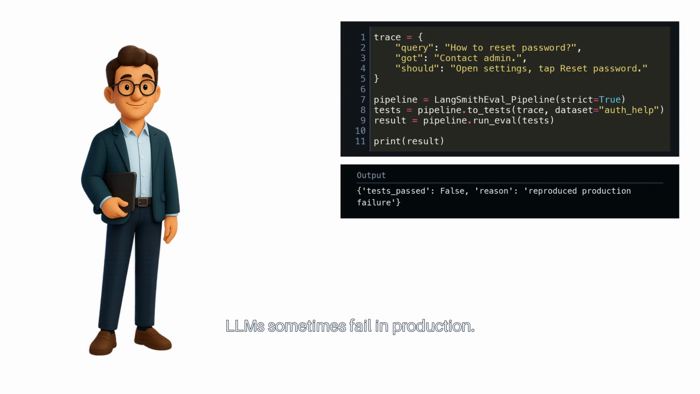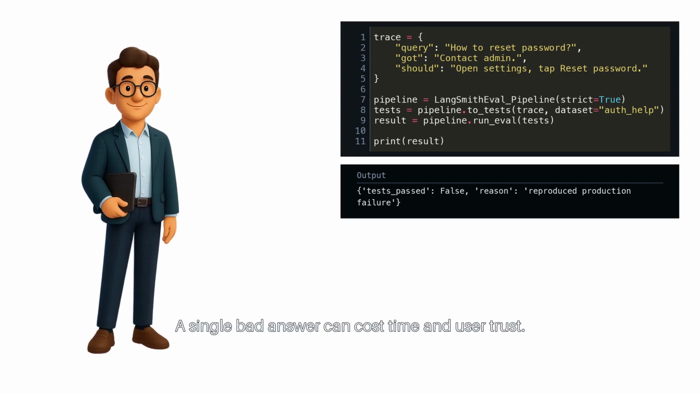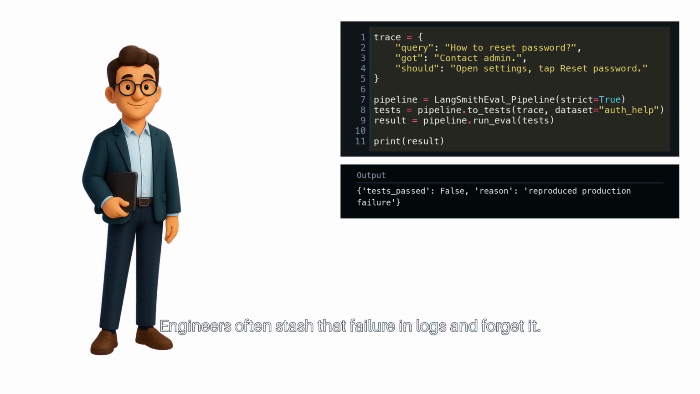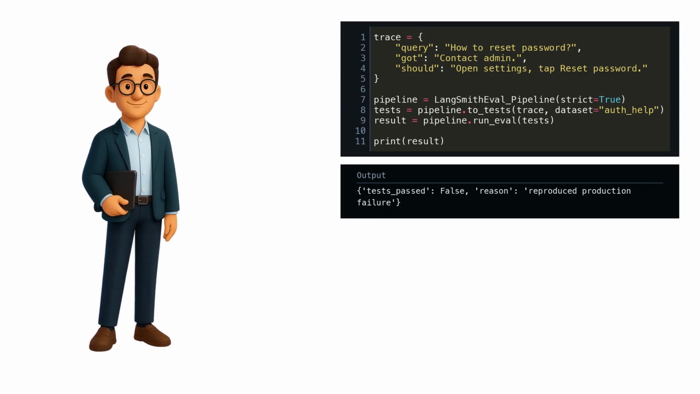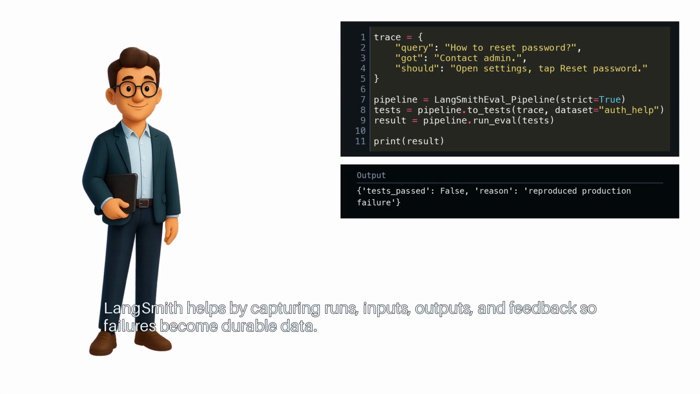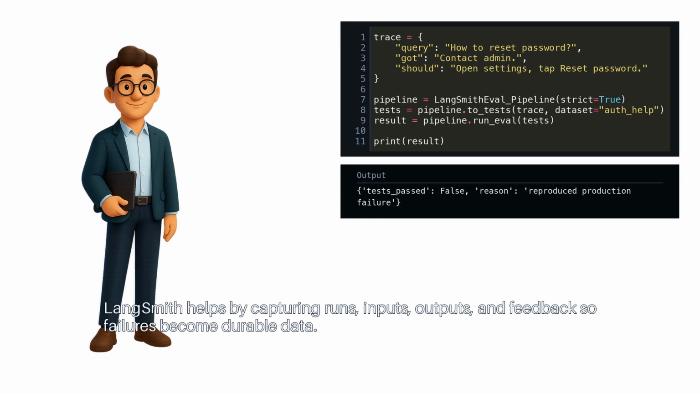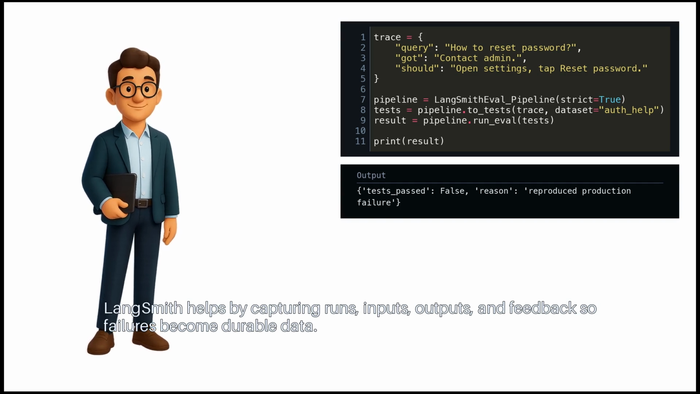LLMs sometimes fail in production. A single bad answer can cost time and user trust. Engineers often stash that failure in logs and forget it. LangSmith helps by capturing runs, inputs, outputs, and feedback, so failures become durable data.